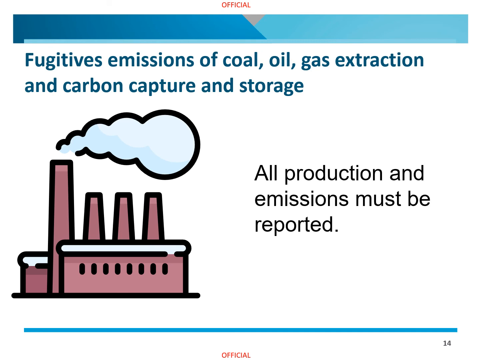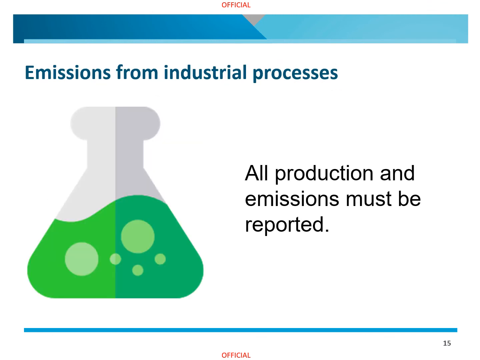For more information on methods for fugitive emissions, refer to Chapter 3, Fugitive Emissions in the Determination, or follow the links under Guides and Fact Sheets at the end of this video. There are no thresholds for production and associated emissions from the industrial processes used in manufacturing mineral, chemical, and metal products. All production and emissions must be reported. For further information on methods for industrial process emissions, refer to Chapter 4, Industrial Process Emissions in the Determination, or follow the links under Guides and Fact Sheets at the end of this video.